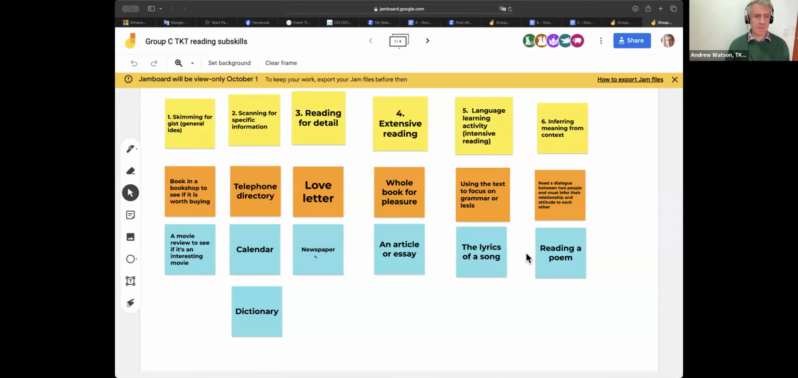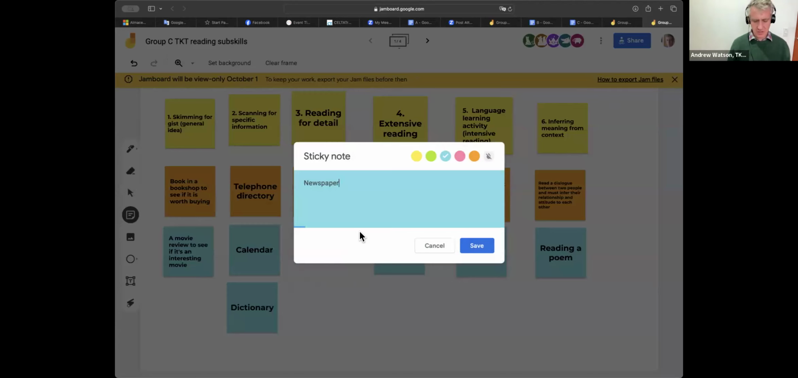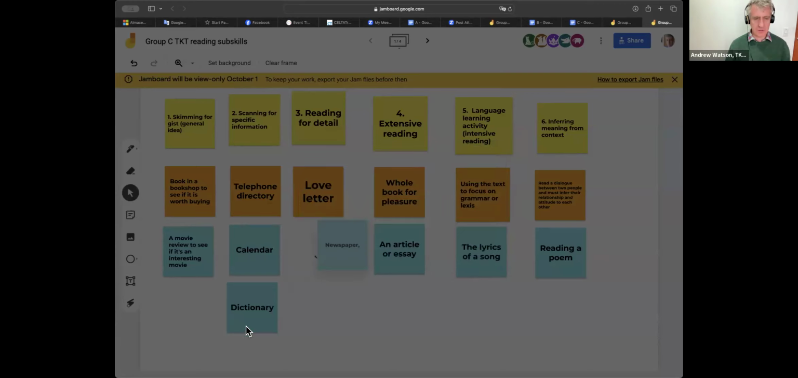And group C, let's check. Movie review, yes, see if it's an interesting movie. Calendar, scanning, dictionary, reading for detail. Yeah, especially if we were interested in some detail like the sports score. Although that could also be, that's probably scanning, isn't it? Sports scores.